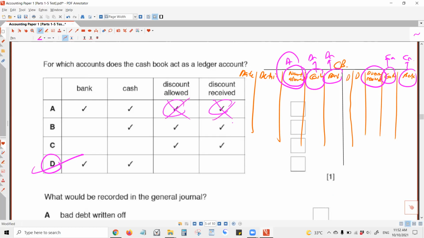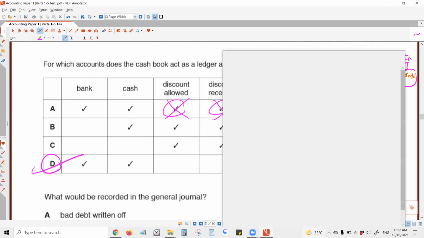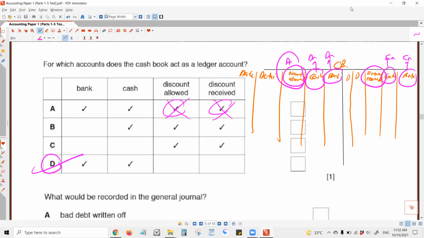Okay. So remember, in the cash book, the discount columns are not the accounts. For an account, you must have the debit side and credit side of that thing. Okay, so do you see debit and credit side of discount received? Do you see debit and credit side of discount allowed? We don't. Okay, so answer is D.